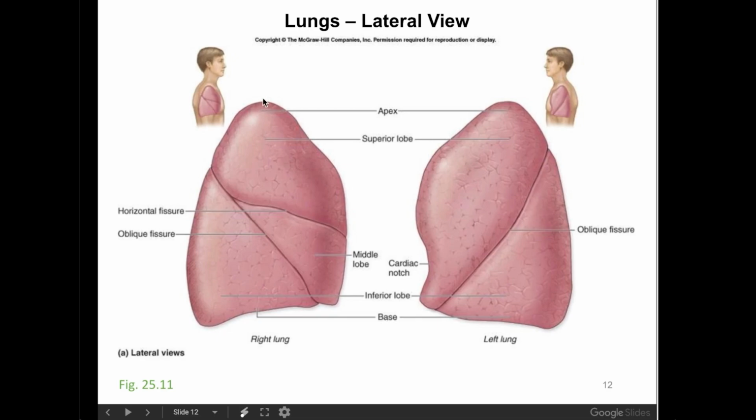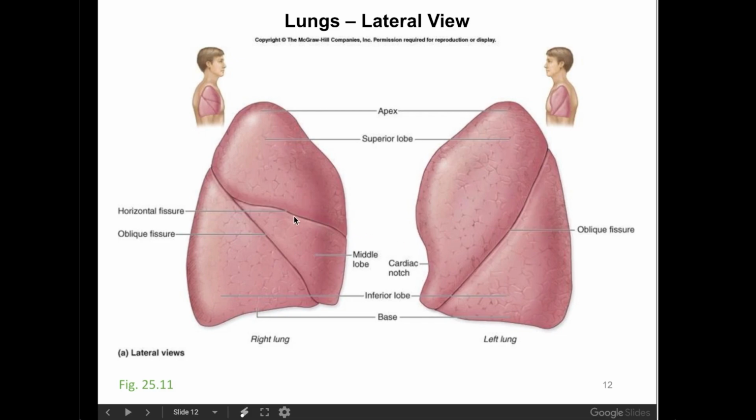Just below the level of your collarbone, we have the top part of the lung, which is called the apex. And then the bottom of the lung is called the base. And like I said before, the right lung has 3 lobes and the left lung has 2. The left lung has a spot carved out for the heart called a cardiac notch. If you remember, the heart goes off to the left a little bit.